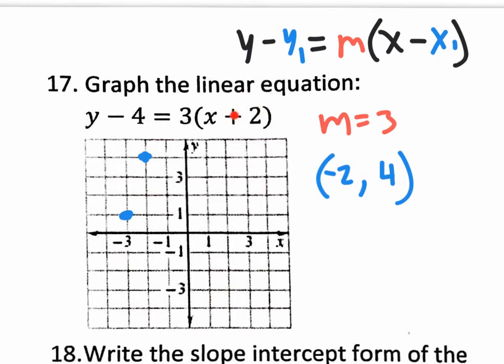So the x value is -2, the y value is +4, and you go to the coordinate -2, +4, and from that point, instead of going up 3 over 1, let's go backwards, down 3 over 1 this way, down 1, 2, 3 over 1 this way. So there's your line. You're done.